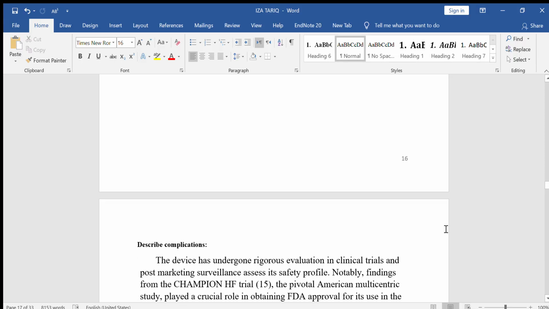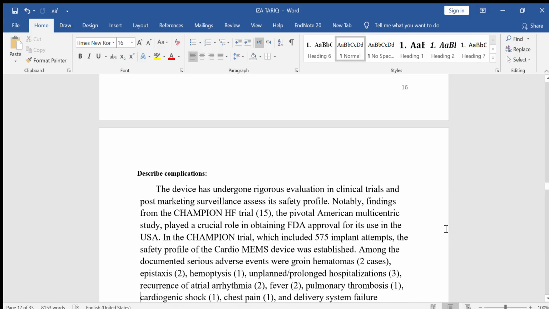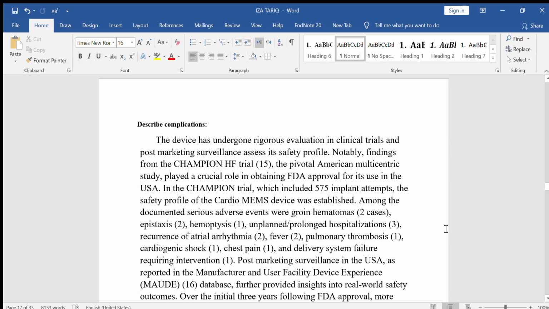Now let's describe complications. The device has undergone rigorous evaluation in clinical trials and post-marketing surveillance assessing its safety profile. Notable findings come from the CHAMPION Heart Failure Trial, the pivotal American multicenter study that played a crucial role in obtaining Food and Drug Administration approval for use in the USA.